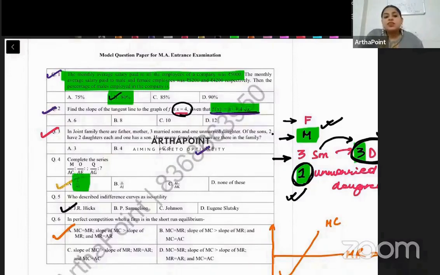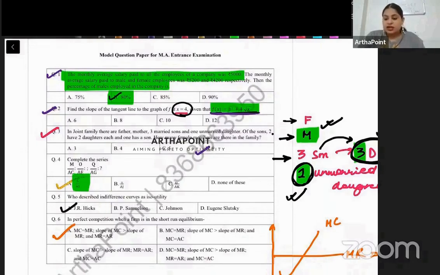It says, who described indifference curve as iso-utility? So first of all, you have to understand that you must remember some names for all the exams.